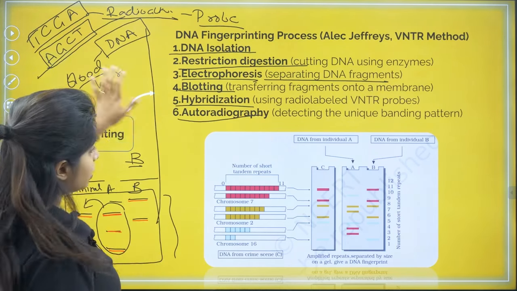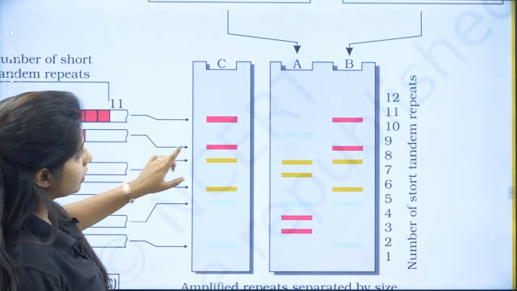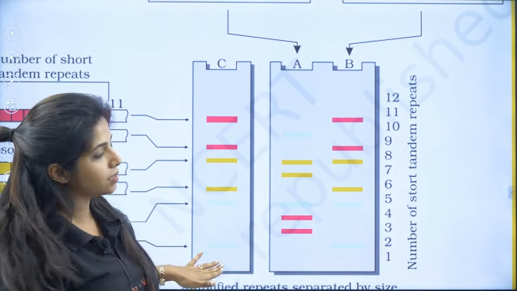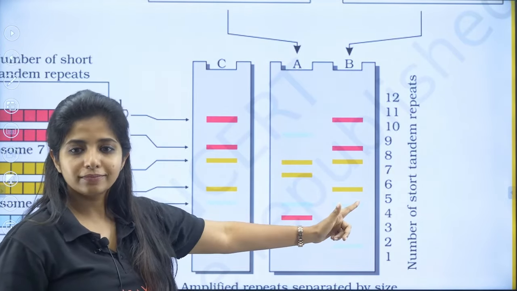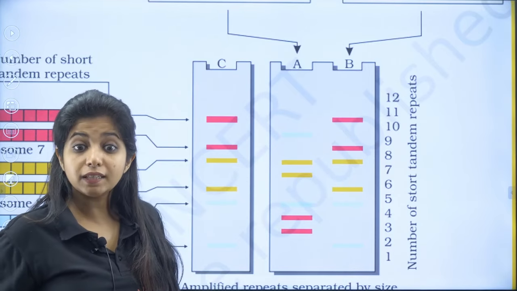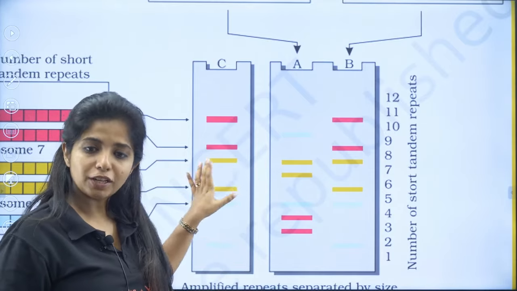Now in NCERT, one big thing is given over here. So my dear children, see, A and B have this, B has this banding pattern, A has this banding pattern, and C is this. So if you are asked, C is the child, who is the mother, this or this? It will be B. They have almost the same thing. Obviously there will be certain changes. I am not saying there won't be changes, but mostly it would be matching up there.